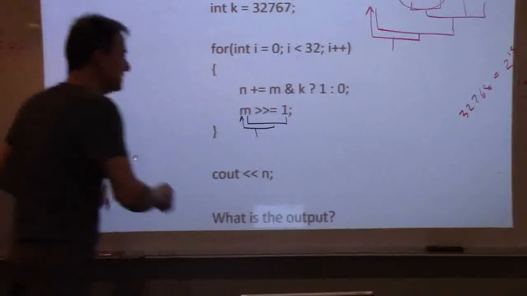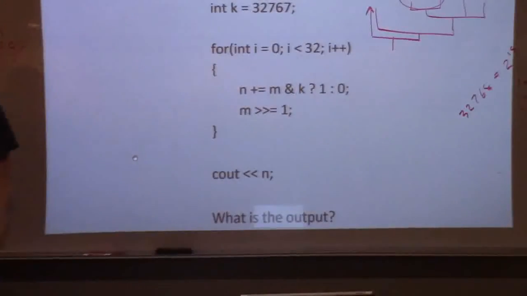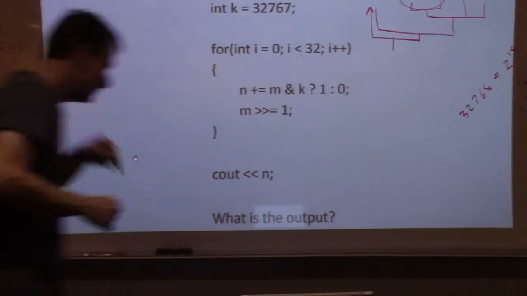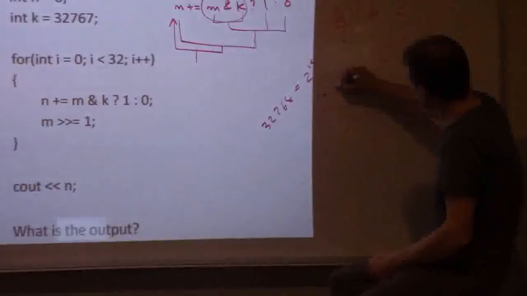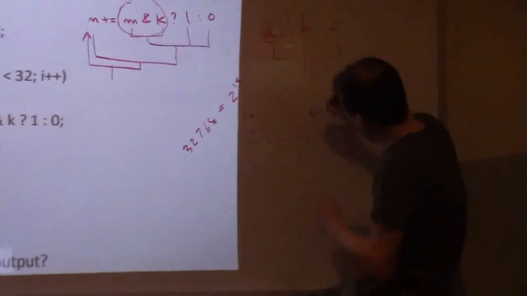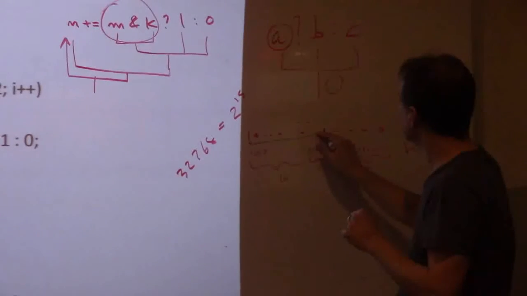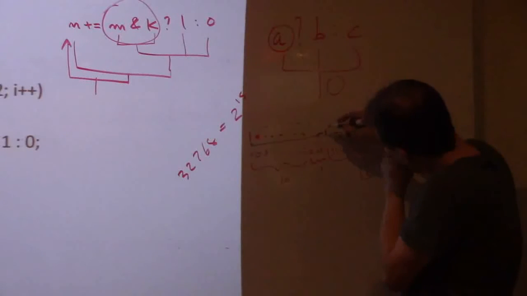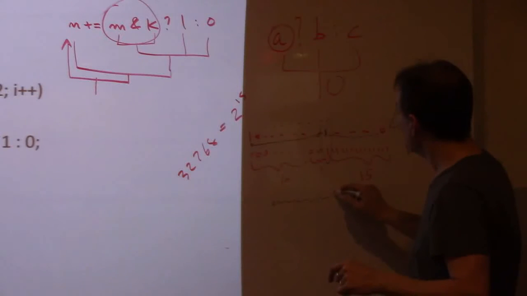Okay, question. What will be the value when I output n? What's n output to? 15. Because when this thing finally moves over here, you're going to have 1 and all zeros. So these two with an and is going to go to all zeros, 1, and then all zeros.